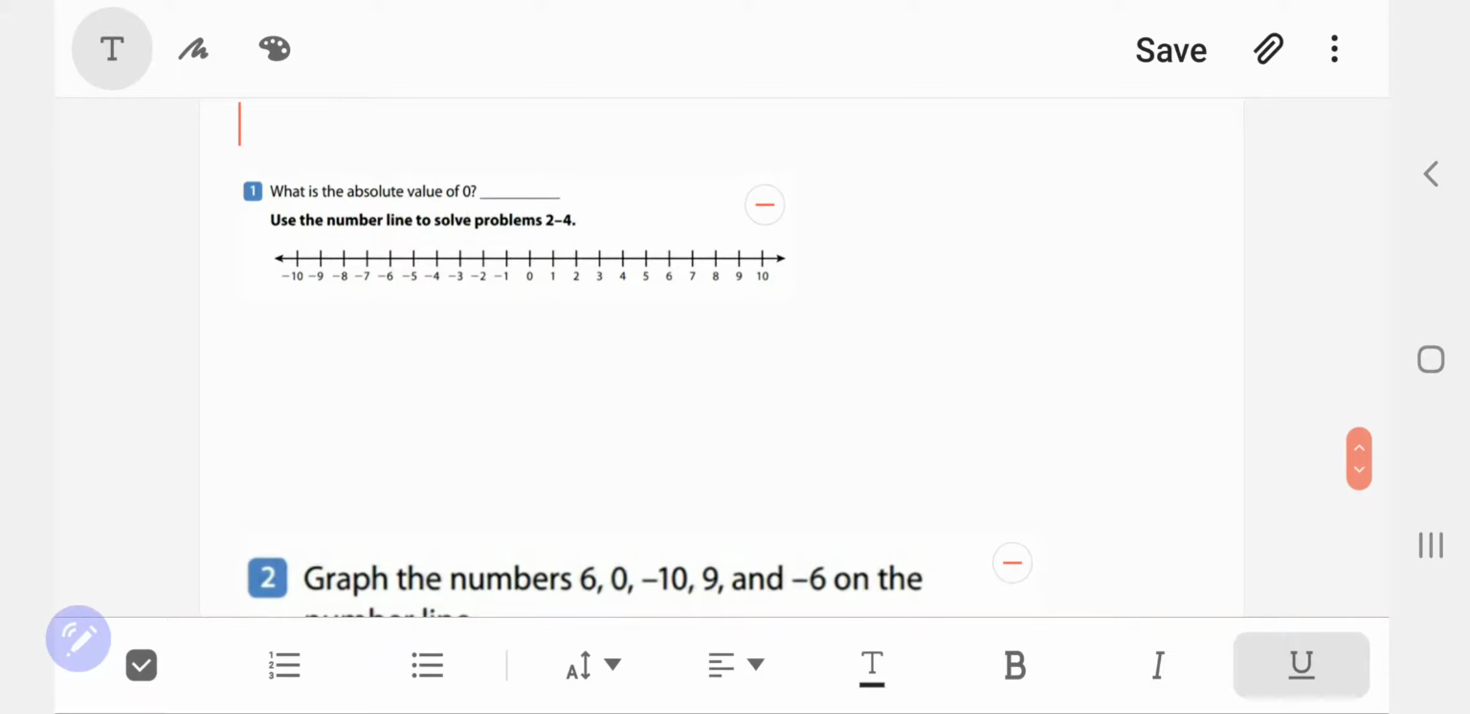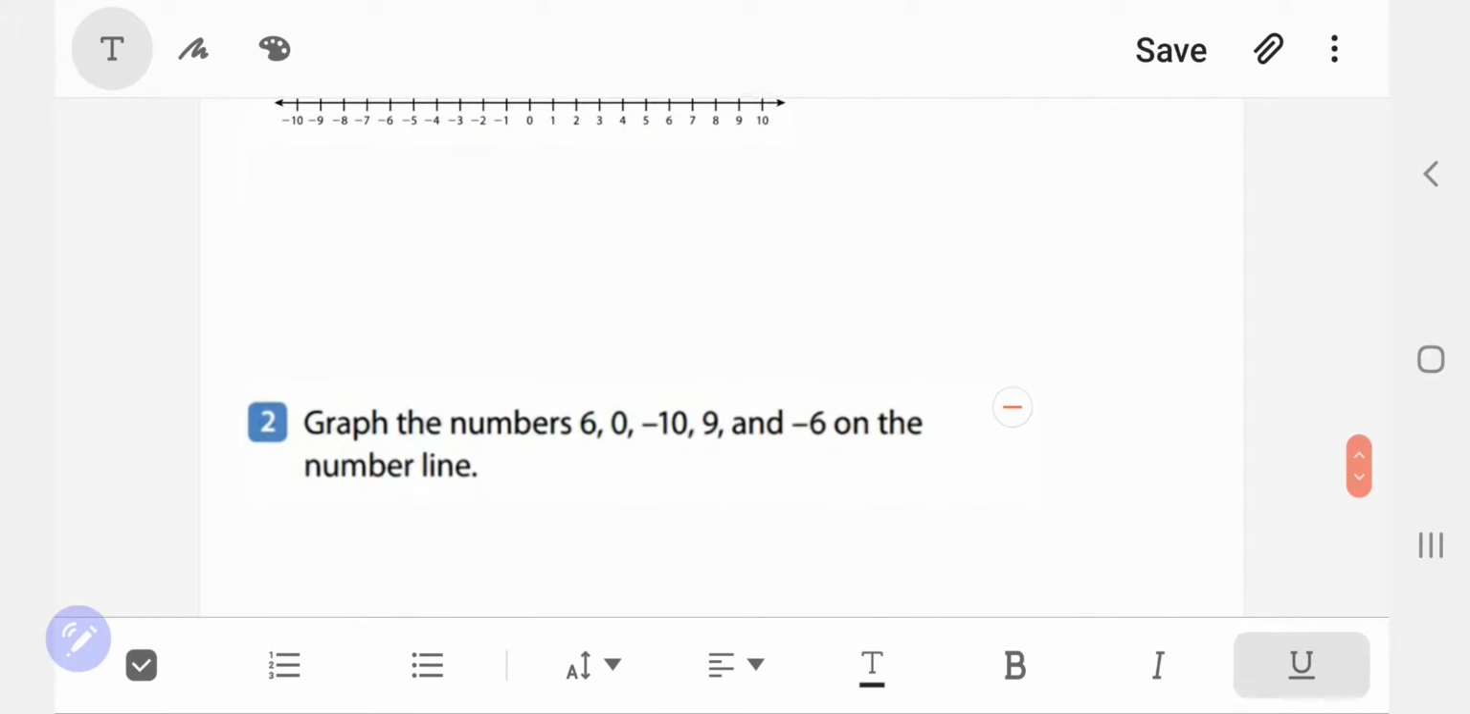Alright, so we're back now, and we will be comparing our answers and our notes from the given exercise. What is the absolute value of 0? That's question number 1. Since 0 is on 0, therefore the absolute value of 0 is 0. So please write that down on your packet.